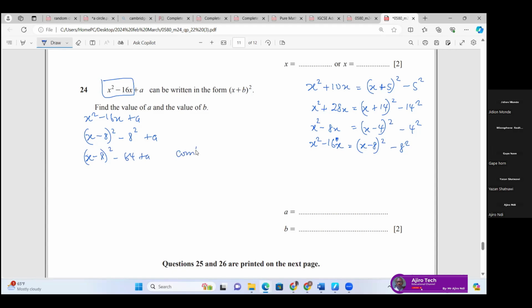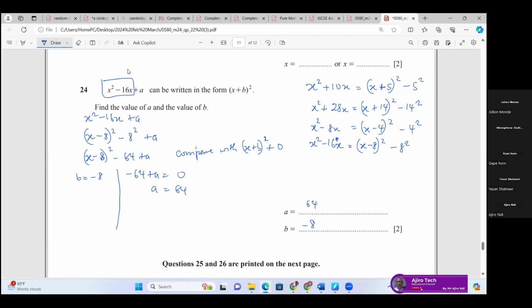Now compare this with x plus b all squared. Is there anything outside x plus b? It's like saying plus 0. So by doing this, I can say that b is minus 8. And then minus 64 plus a is 0. That's 0. A must be 64. So b is minus 8, a is 64. Now, this is applying completing the square.